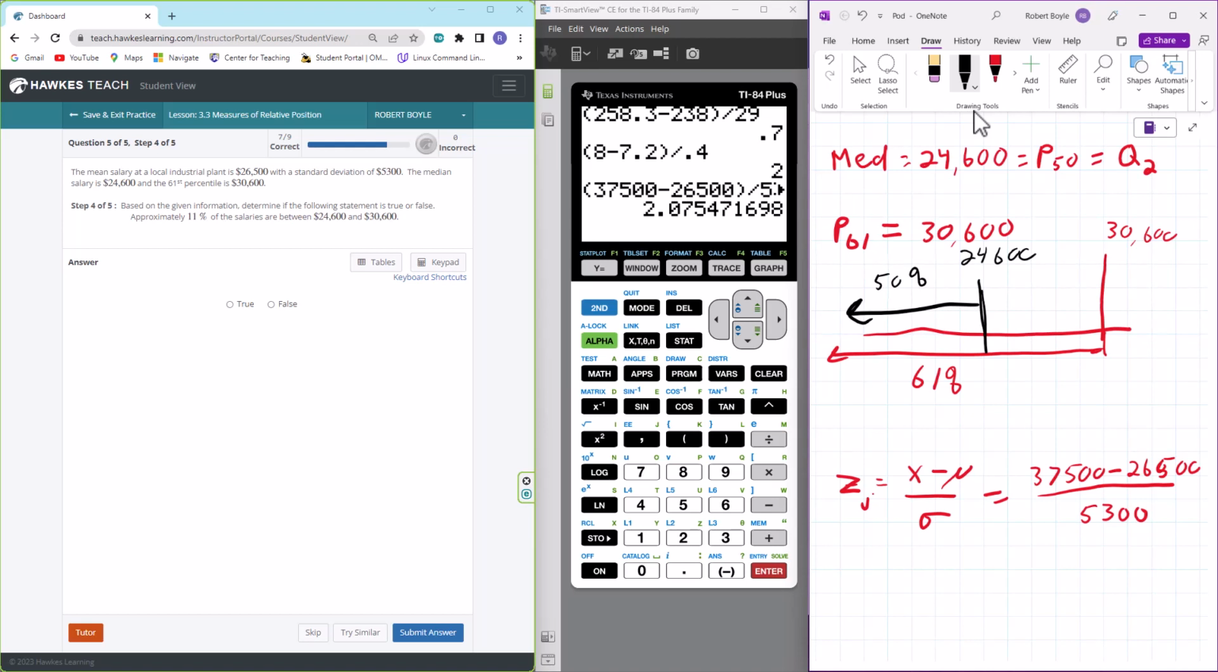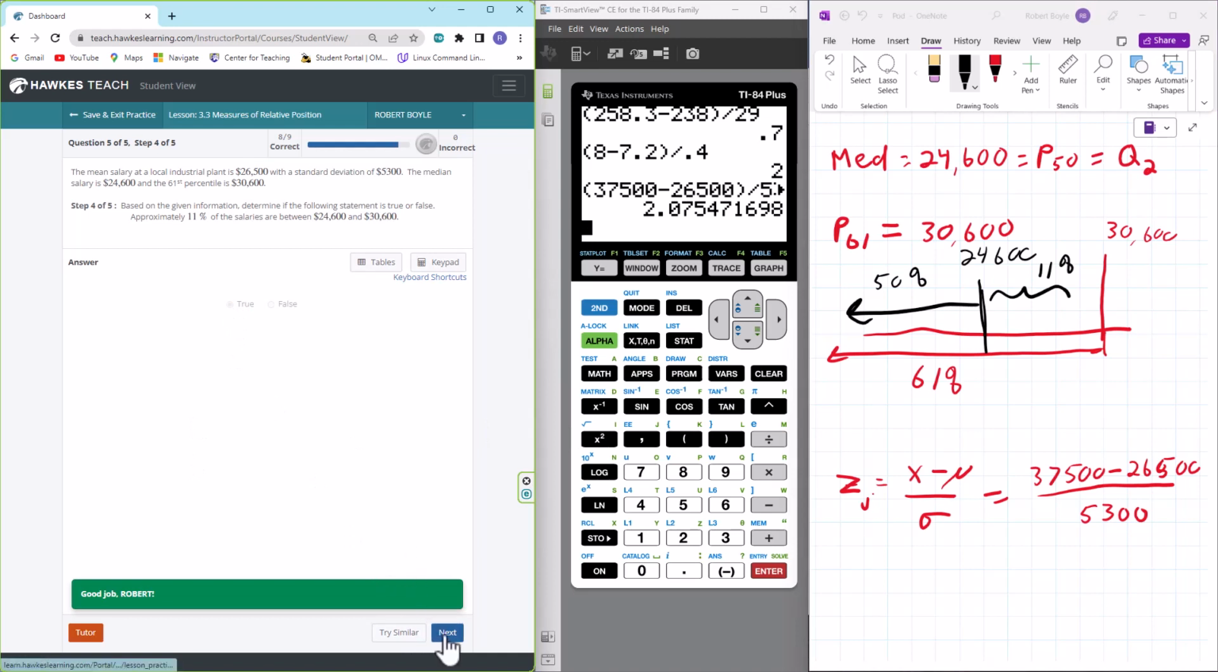All right, so we have 61% here. We have 50% here. What is this gap? 11%. And what is this? The salaries between the median and the 61st percentile. So this would be true.